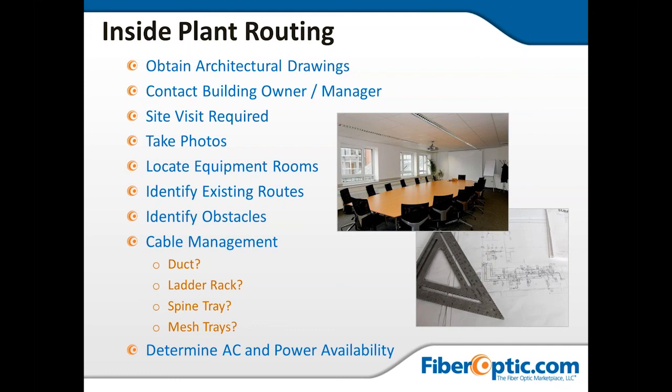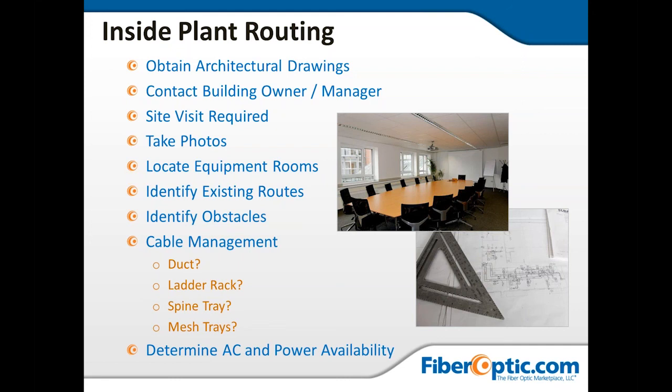So, identify everything that you can take a picture of. Where are the equipment rooms? Where are the existing routes for existing communications cables? Where are the Cat 6, Cat 5? Where's their existing routes? Can we follow them? Or are we going to have to create new routes for the fiber?